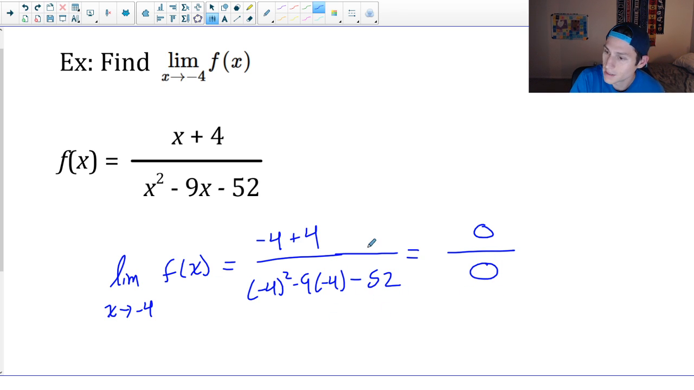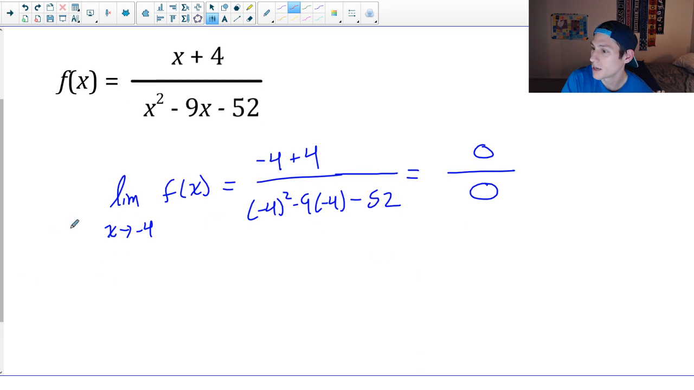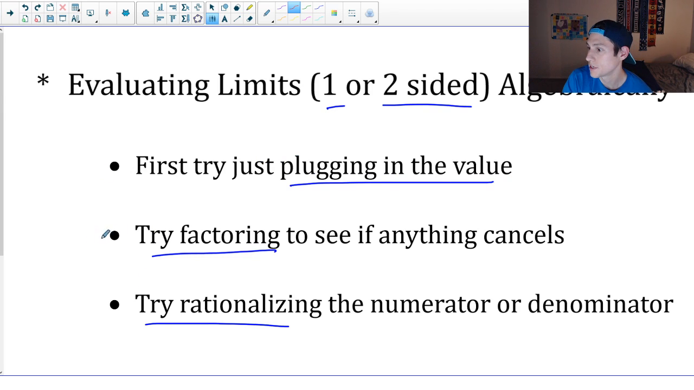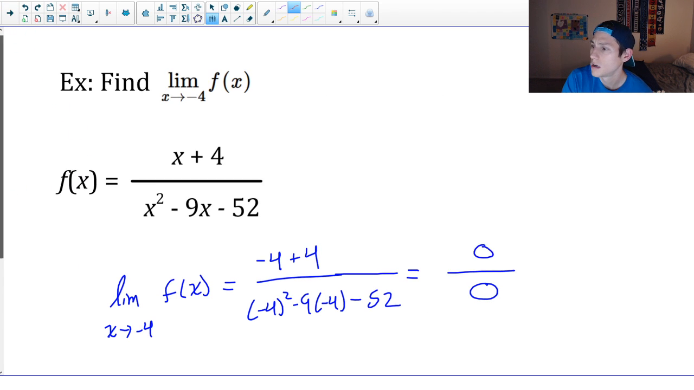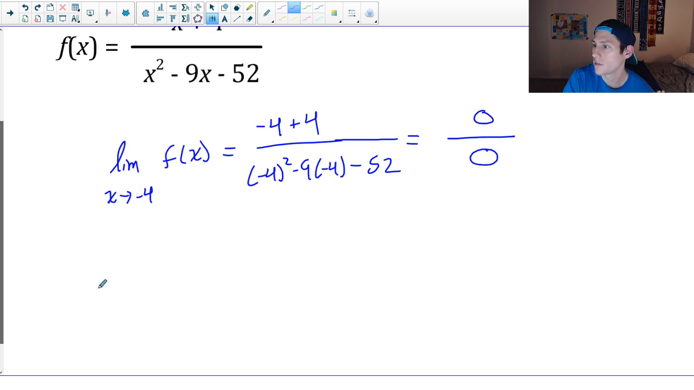That would also equal 0 in the denominator. So 0 in the numerator, that's fine, but 0 in the denominator, we cannot divide by 0. So just plugging in the number didn't work. Now, it should always be the first thing we try. But since I end up dividing by 0, I have to try one of my other things. So we can try factoring. We could try rationalizing the denominator. Since this is a polynomial, let's try factoring.